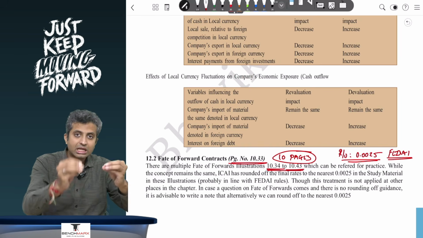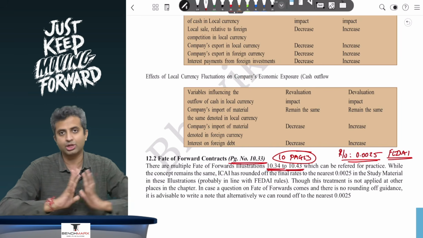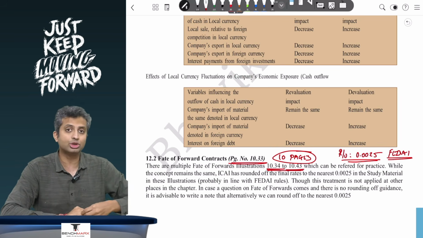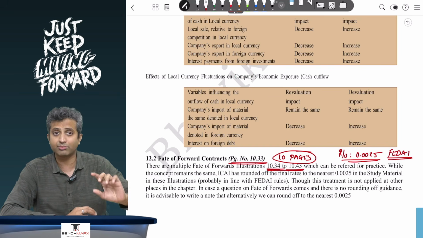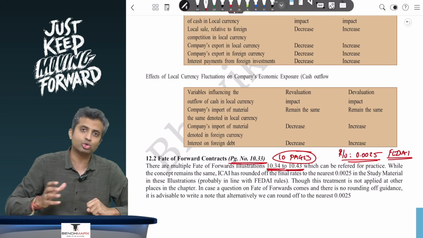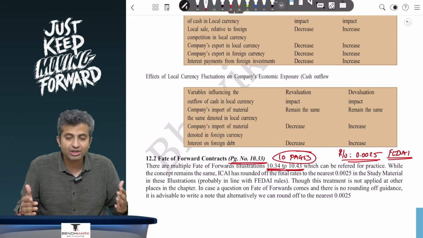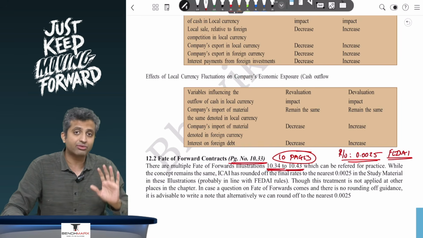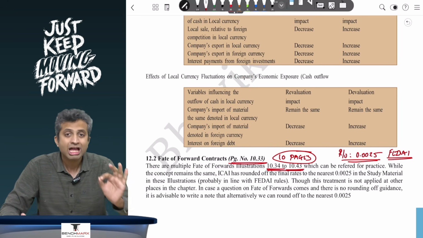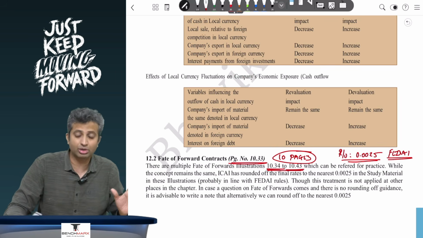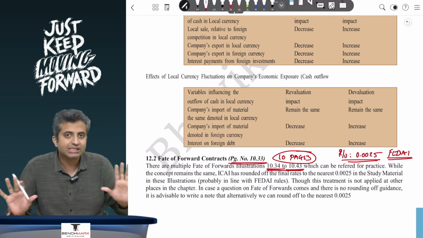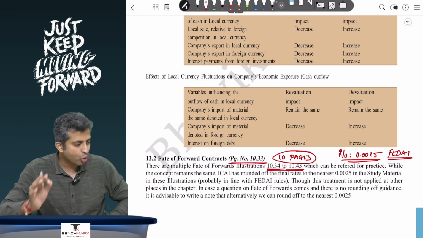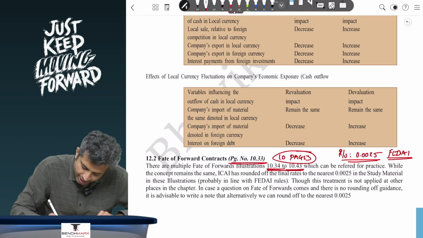Unless it's a fate of forward question, I would say no. Even in a fate of forward question, because in the past they have not rounded off, and even in the study material they have not given you a clear instruction that you should round off. But if you see the solutions everywhere, they have rounded it off. As a result, what I would recommend is, if a fate of forward question comes with no specific instruction, then to be safe, if they tell you to round off to the nearest 0.0025, best. But if they don't tell you, then you write a note.